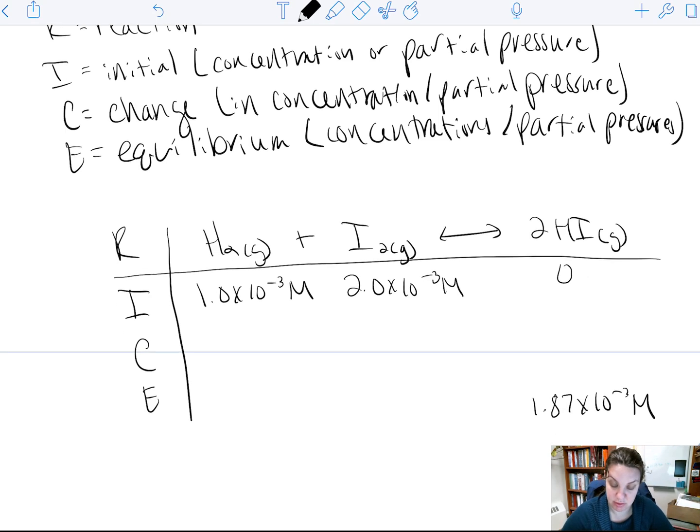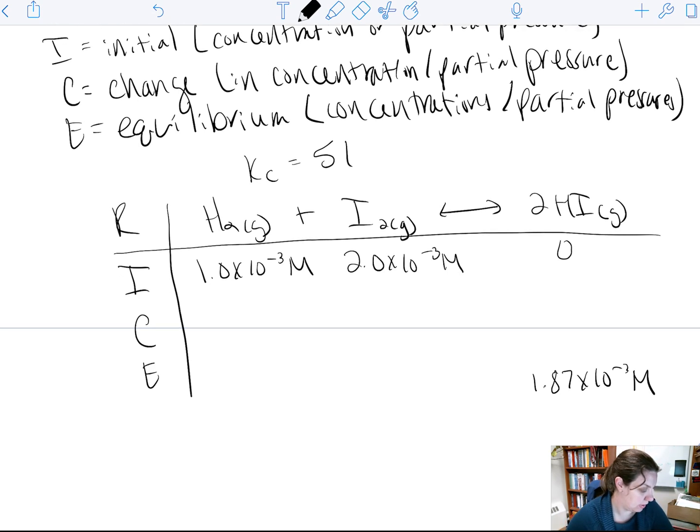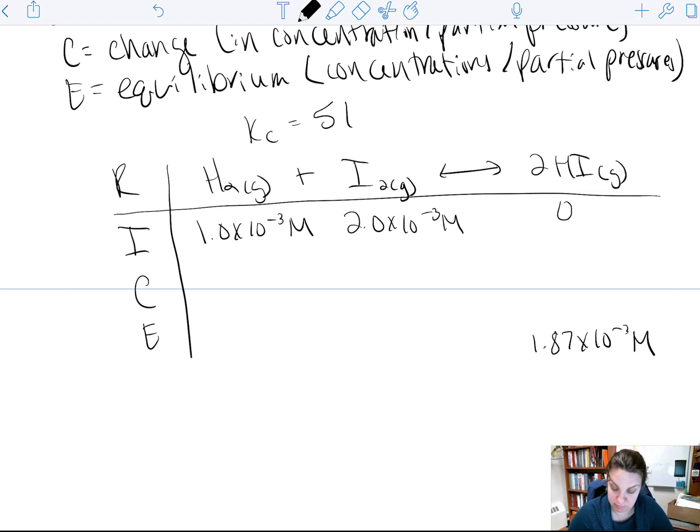So this is one thing that could be given, with a Kc equal to 51. Okay, so this is an example of something that could be given: an initial concentration of the two reactants, an equilibrium concentration for our product, and an equilibrium constant.